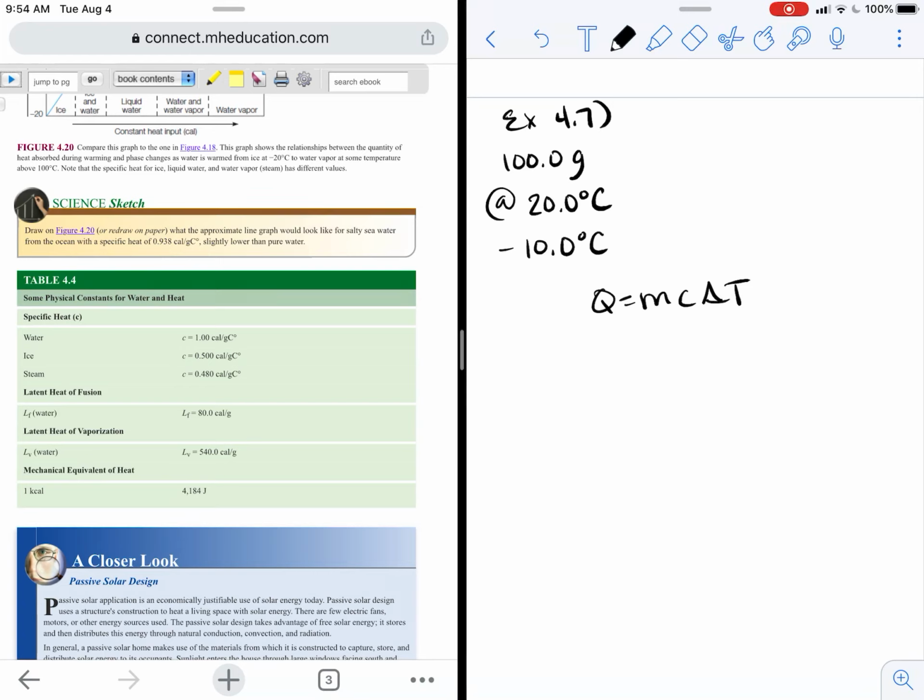All right, so our mass is 100 grams. What is the specific heat of water at 20 degrees Celsius? Is 20 degrees Celsius gas, liquid, or solid? It's liquid, right? So that would mean that our specific heat is that of water, 1 calorie per gram degree Celsius. And then what's our change of temperature? Some of you might say that you go from 20 to negative 10, so it's 30.